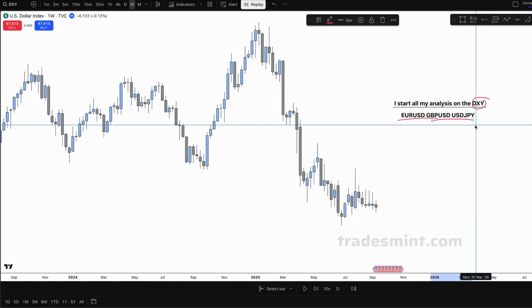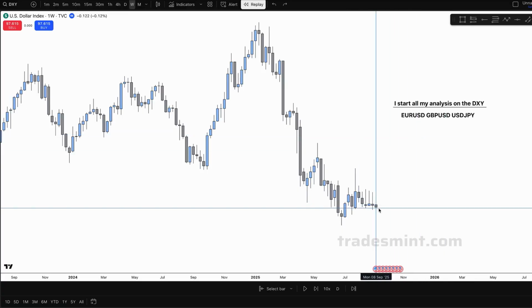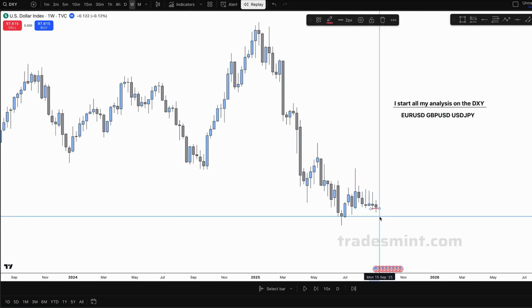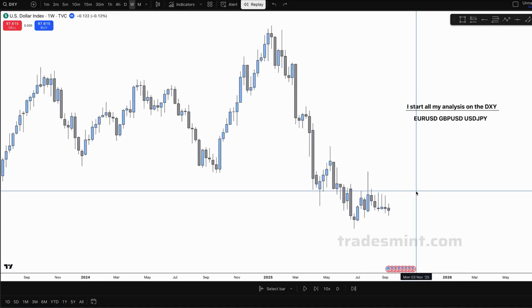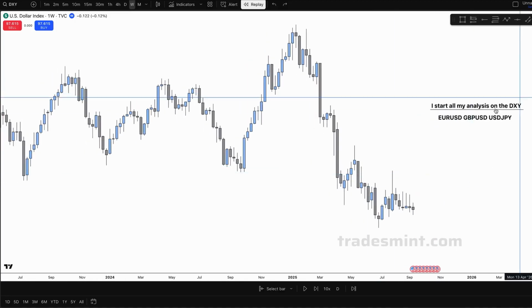And funny story, I don't actually even trade the dollar index. I've never taken a trade on this. I just use it to build narrative directions, all right? So dollar index, that's where we're going to begin.